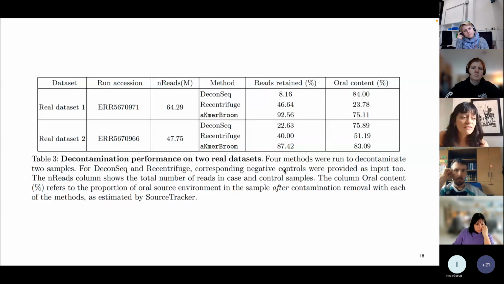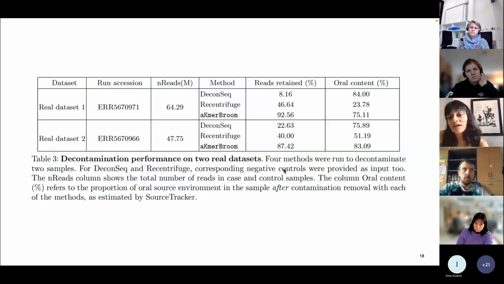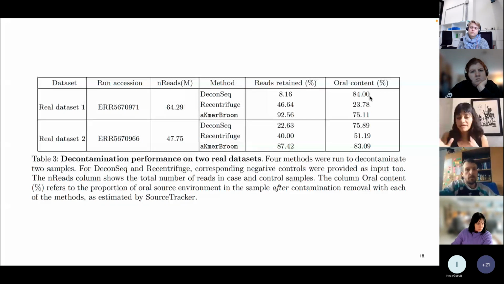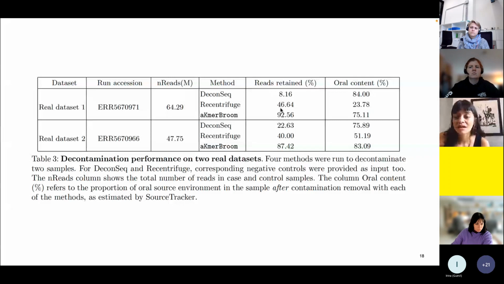So yes, we evaluated performance on real data sets, and we see that the percentage of reads retained by competing methods such as deconseq and recentrifuge is quite low. Deconseq for this data set removes a lot, and the retained reads have a high oral content when we evaluated with SourceTracker using an OTU table, the same OTU table that we had built on this large collection of samples that I described before. So the oral content is high, but you also remove pretty much everything. So that doesn't really perform the task.